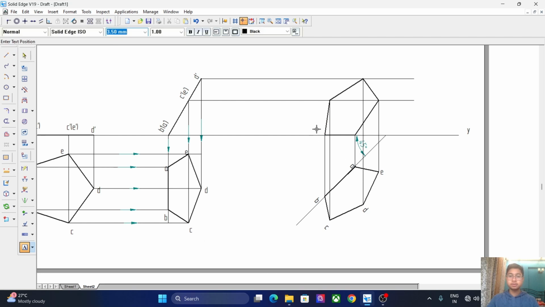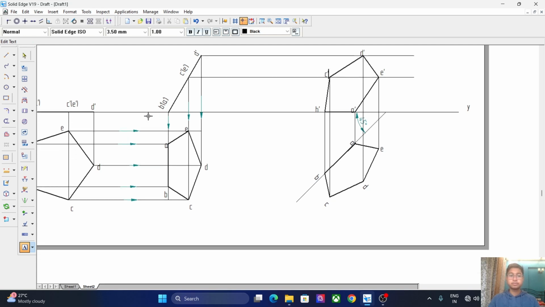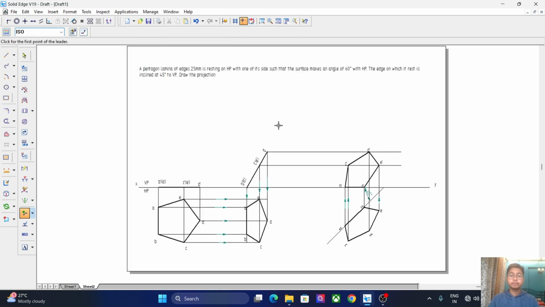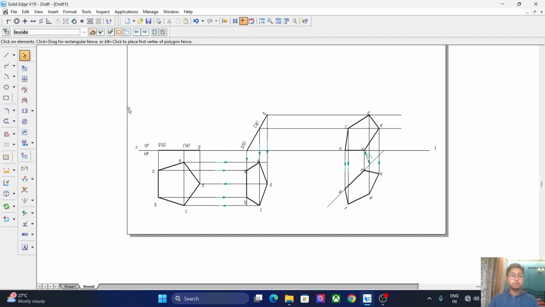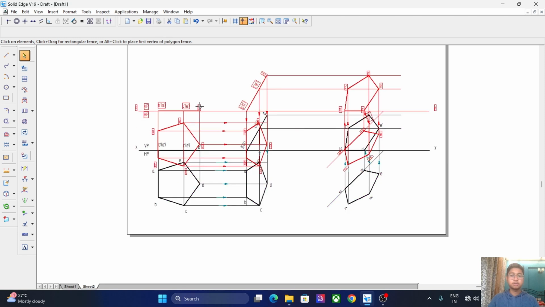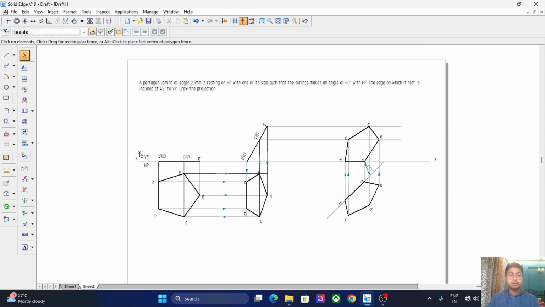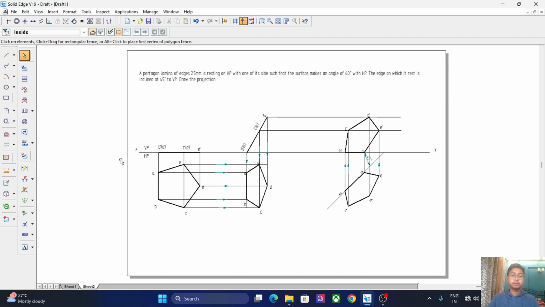We can denote the edges as B dash, A dash, E dash, D dash, and C dash. Okay, this problem is now completed. Okay, this was the problem. Yes. So that was all for this video. Thank you.